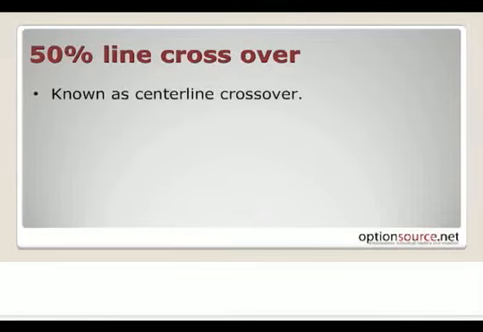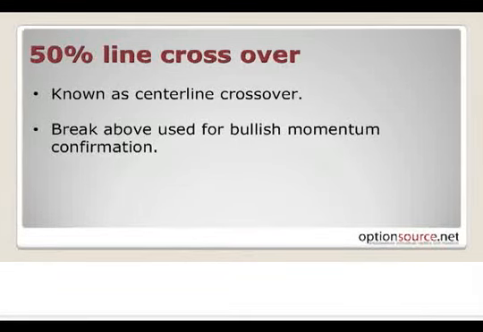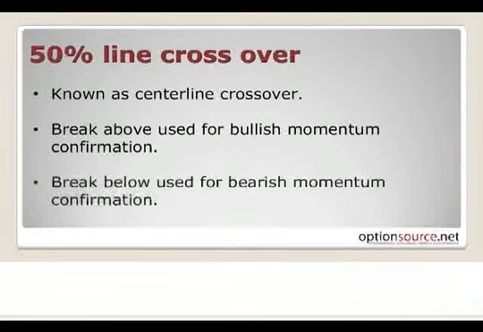Now, there's a couple of ways to use it, but a very simple and a little more conservative way is the 50% line crossover. It's essentially known as the center line crossover. As I said, it's a measure between 0 and 100, so really what we're doing is just adding a 50% line, and it's known technically as a center line crossover. The idea is that a break above that 50% is used for bullish momentum confirmation, and a break below that is used for bearish momentum confirmation.